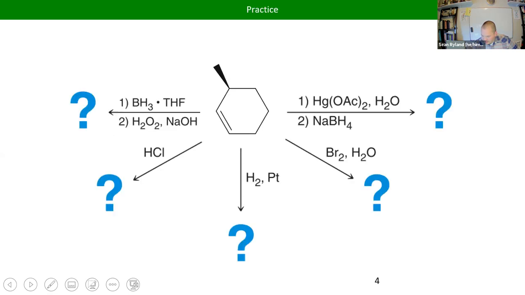We're going to start by doing some practice. We're going to do the same five reactions we ended with the other day, but I gave us a different molecule to work with. So take a few minutes, work your way through some of these, and then we will go through the answers in a minute or two.